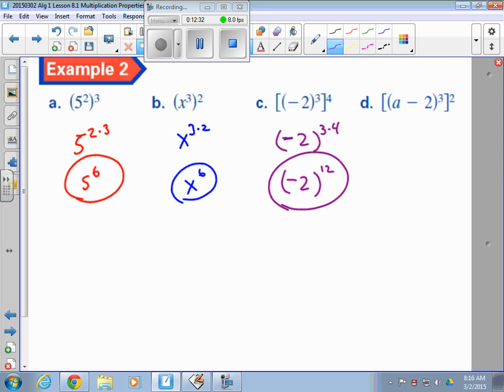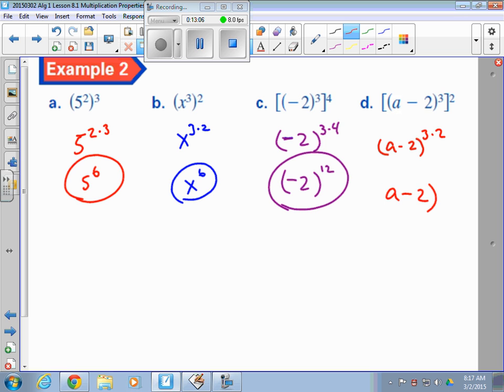And then try this last one, a minus 2 cubed squared. Again, we don't know what a is, so we can't subtract a minus 2, but what we can do is a minus 2, just like the example, to the 3 times 2. Remember, when you raise a power to a power, you multiply 3 times 2, you don't add them. So what you get is a minus 2 to the 6th power. That's all we can do with that.